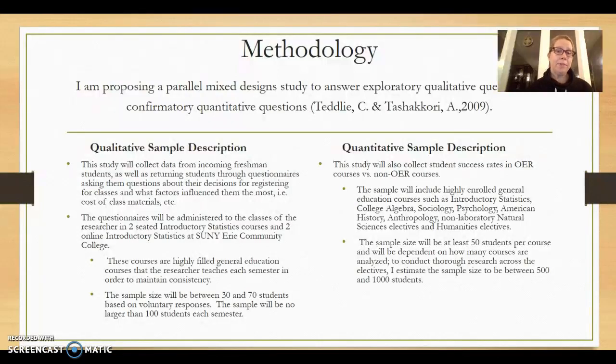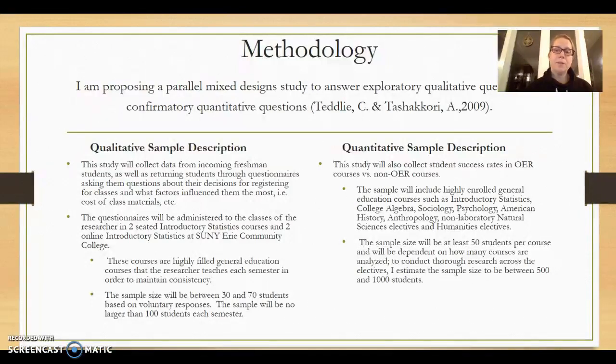My courses are highly filled, general education courses, so that means that I am at 90 to 95% seats filled every single semester. My sample size will be approximately 30 students for one course, and it could be anywhere between 70 and 100 students based on the number of students registered in my classes. The surveys will be voluntary, and so I'm expecting that not all of my students will want to participate.